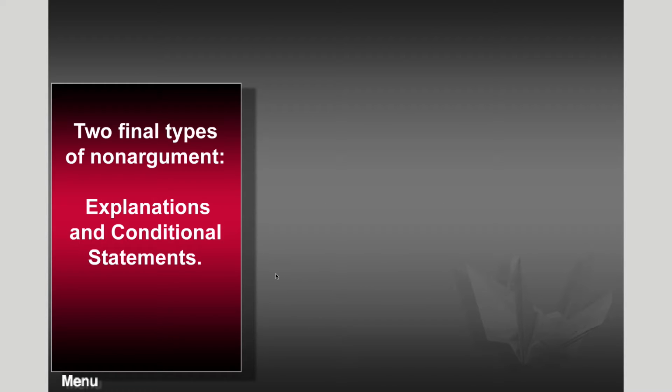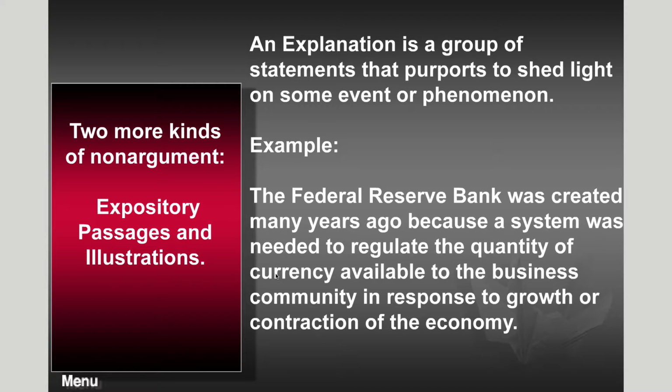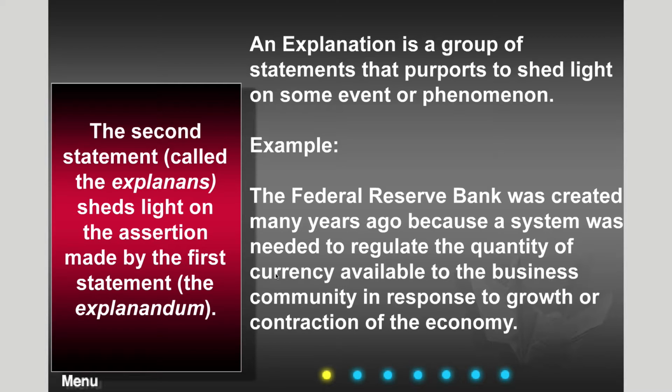So two final types of non-arguments: explanations and conditional statements. An explanation is a group of statements that supports to shed light on some event or phenomenon. The Federal Reserve Bank was created many years ago because the system was needed to regulate the quantity of currency available to the business community in response to the growth or the contraction of the economy.